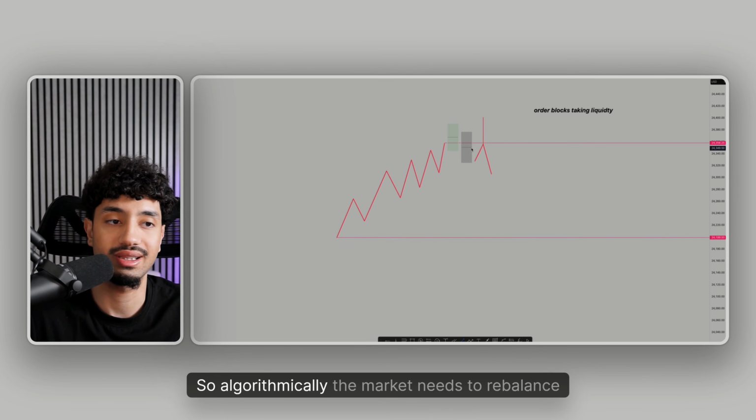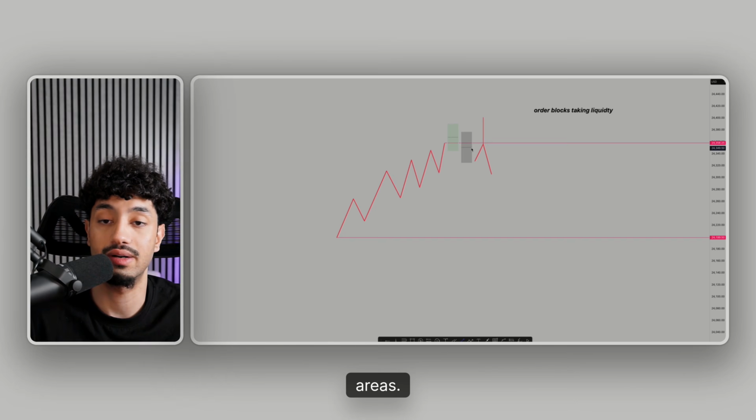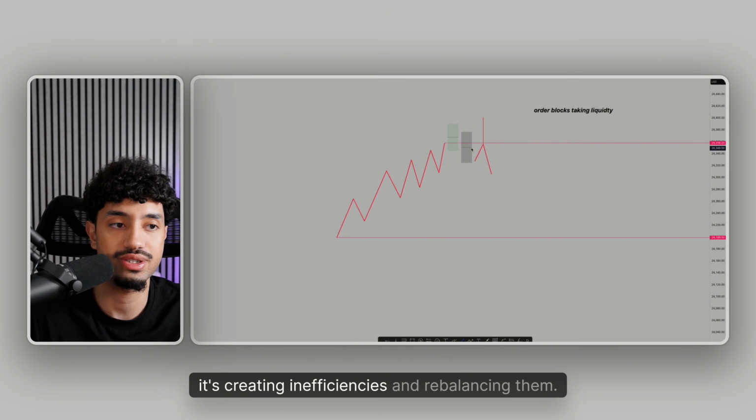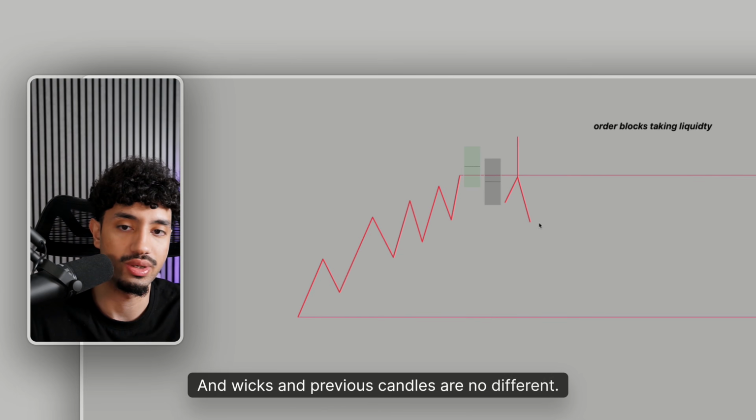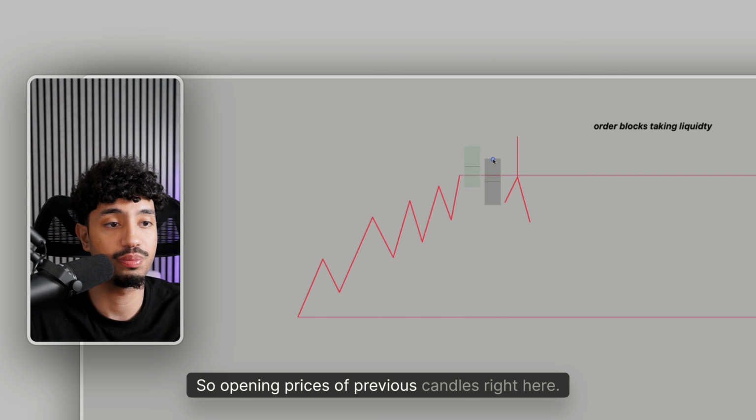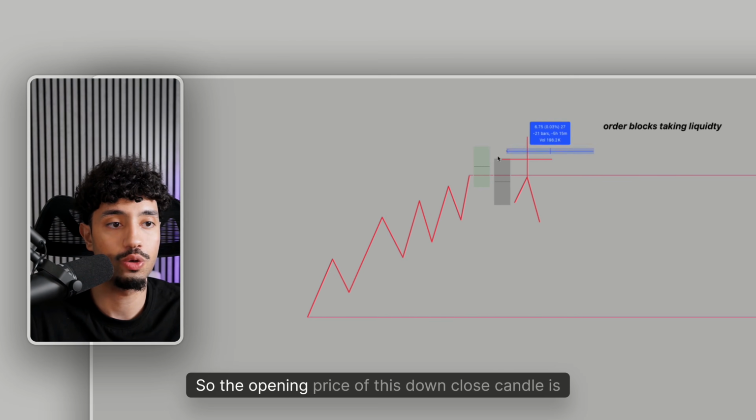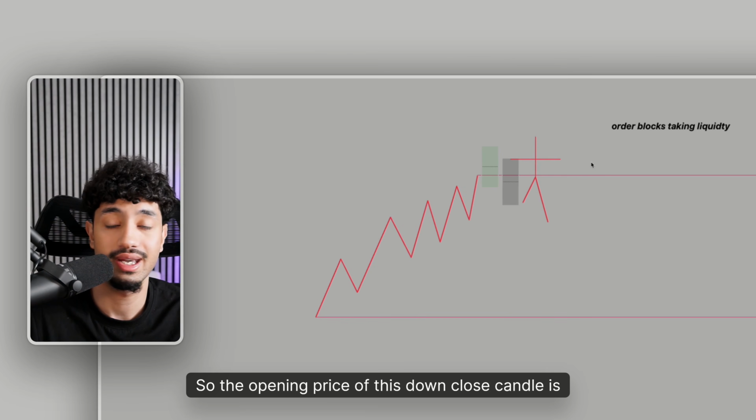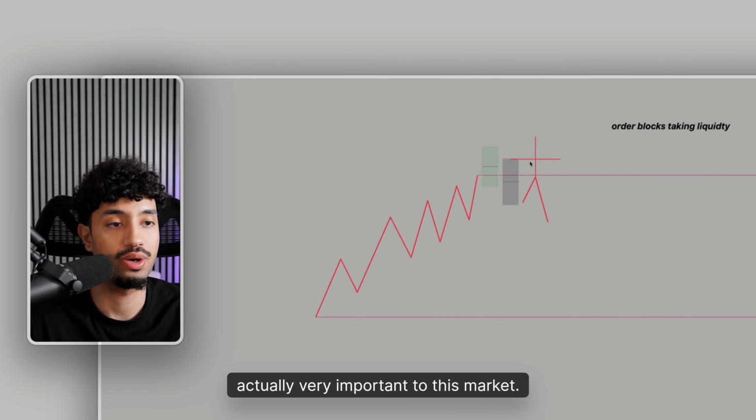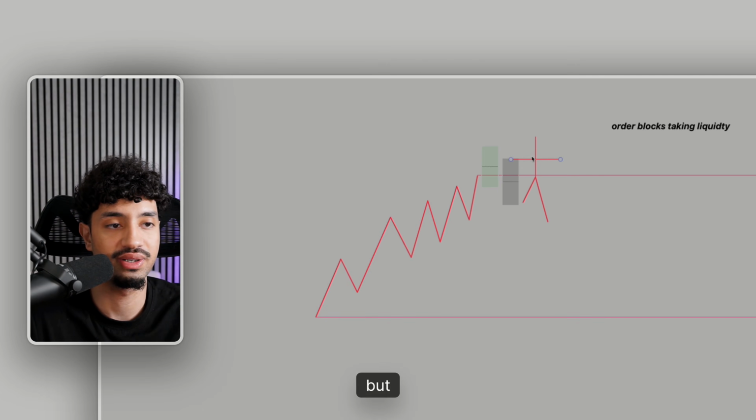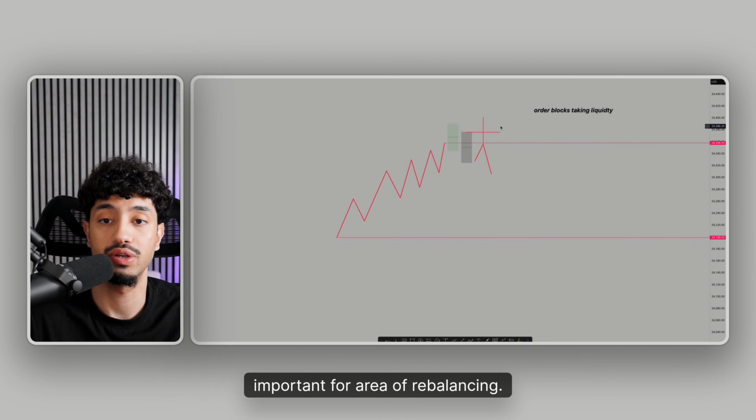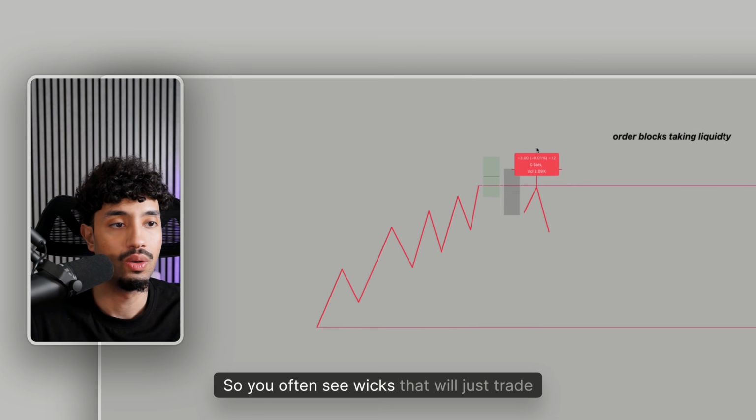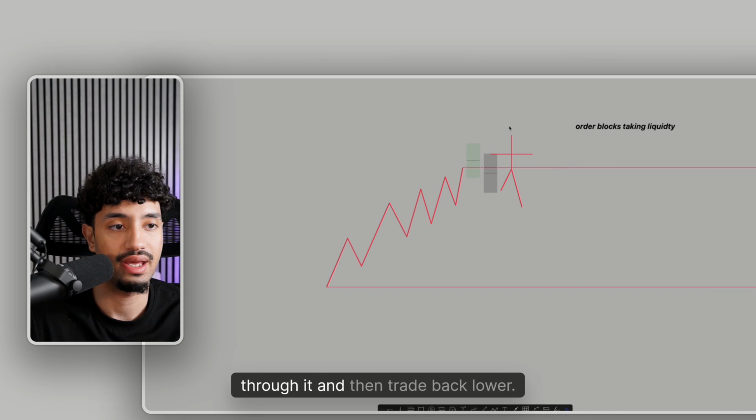So algorithmically, the market needs to rebalance areas. That's all it's doing, is creating inefficiencies and rebalancing them. And wicks and previous candles are no different. So opening prices of previous candles right here. The opening price of this down close candle is actually very important to this market. This looks like a stick man, but the opening price of this candle is actually important for an area of rebalancing. So you'll often see wicks that will just trade through it and then trade back lower.